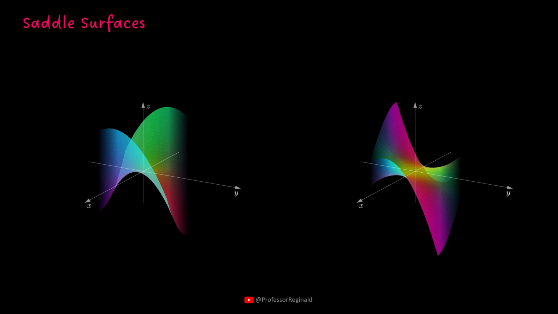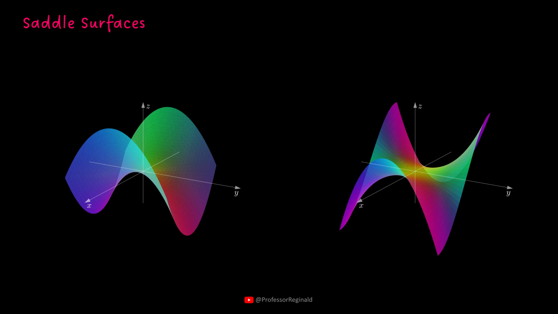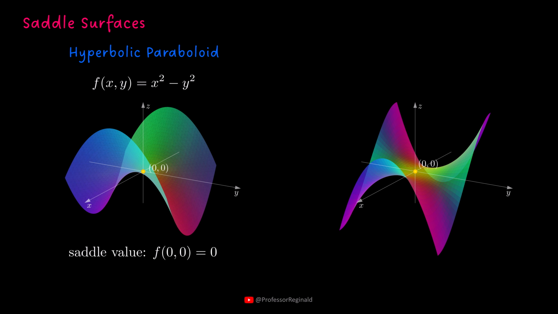Saddle surfaces. These are smooth surfaces in 3D space with one or more saddle points. Saddle point is located at a critical point, where the first-order partial derivatives of the function are both zero. The first surface is a hyperbolic paraboloid with the following equation. This is the value of the function at the critical point. So the saddle point has the following coordinates.